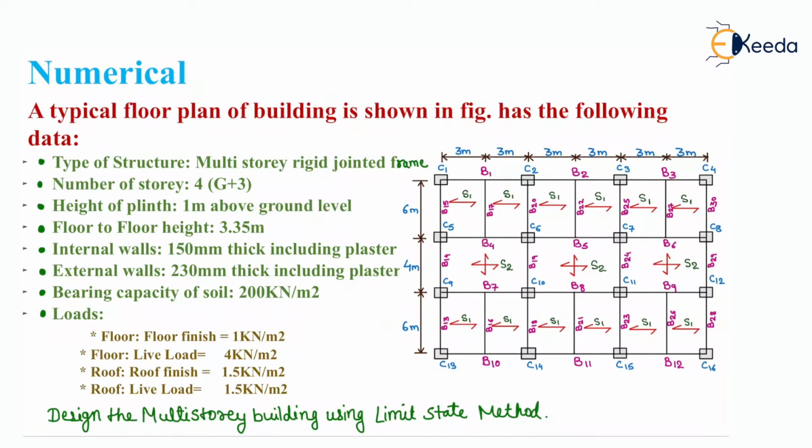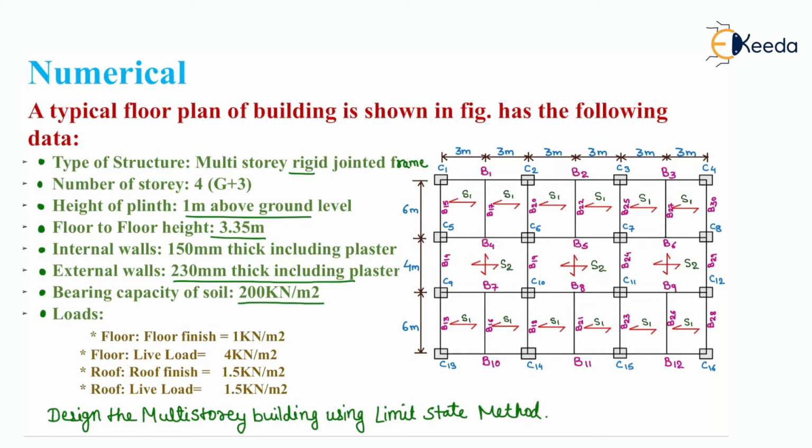Type of structure: multi-story rigid jointed frame. Number of stories 4, that is G+3. Height of plinth 1 meter above ground level. Floor to floor height 3.35 meter. Internal walls 150 mm thick including plaster, external walls 230 mm thick including plaster. External wall thickness is also called support width. Bearing capacity of soil is 200 kN per meter square.